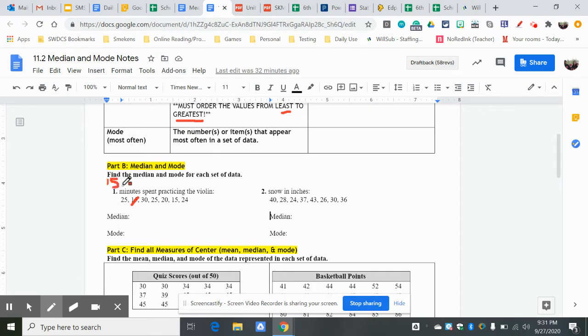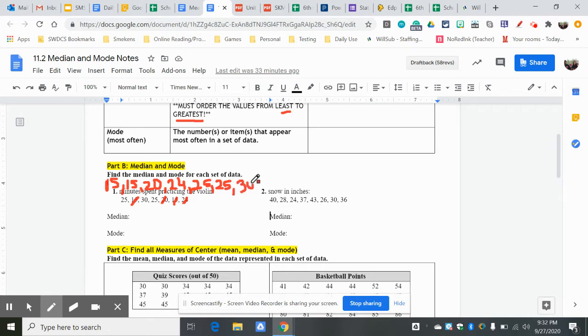15. You might write faster than me, which is totally fine. 15, 15. I'm going to cross them out when I go. So I want you to write what I am writing. 15, 15. 20. Cross that out. 24. Cross that out. 25, 25. I have two of those. And then I have a 30.